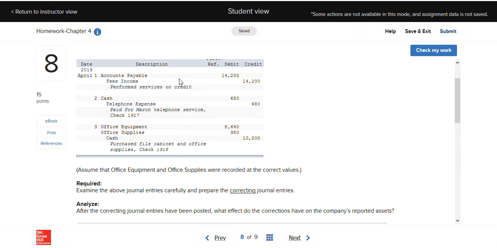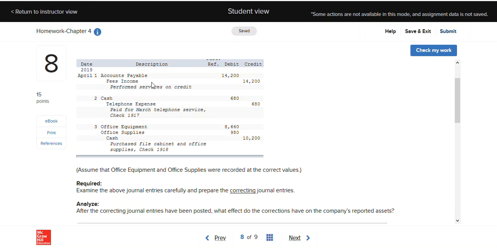So the first one says accounts payable and fees income. One's debited 14.2 and the other's credited 14.2. We need to start looking through here and see if we can figure out what's wrong. Debits equal credits, so that's always a good thing to look for, so that must not be the problem. This explanation says perform services on credit. If we perform services on credit, we should have earned some fees income, and it's a revenue account, so it should be credited, and it is.